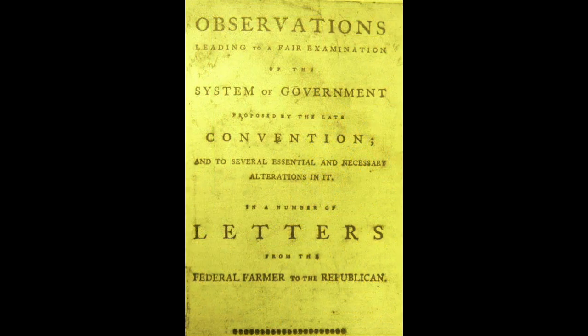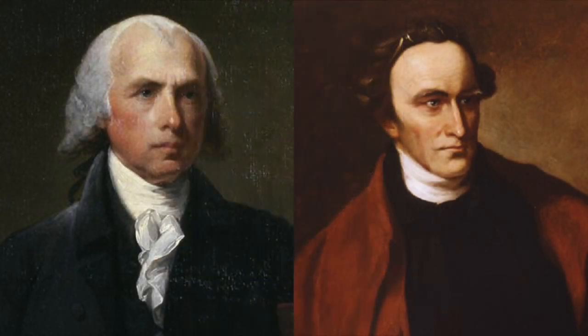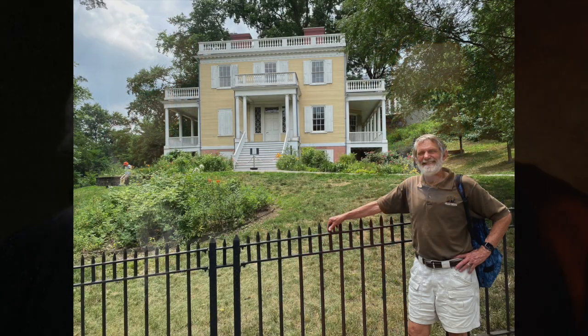All eyes are on Virginia. Here's a pamphlet that's against the new Constitution in Virginia. And the two leaders in Virginia are James Madison on the left and Patrick Henry on the right. Madison basically wrote the Constitution, will become president eventually. Patrick Henry we know from Give Me Liberty or Give Me Death, and he had a real strong following in Virginia. So all eyes are on Virginia as well as New York State.